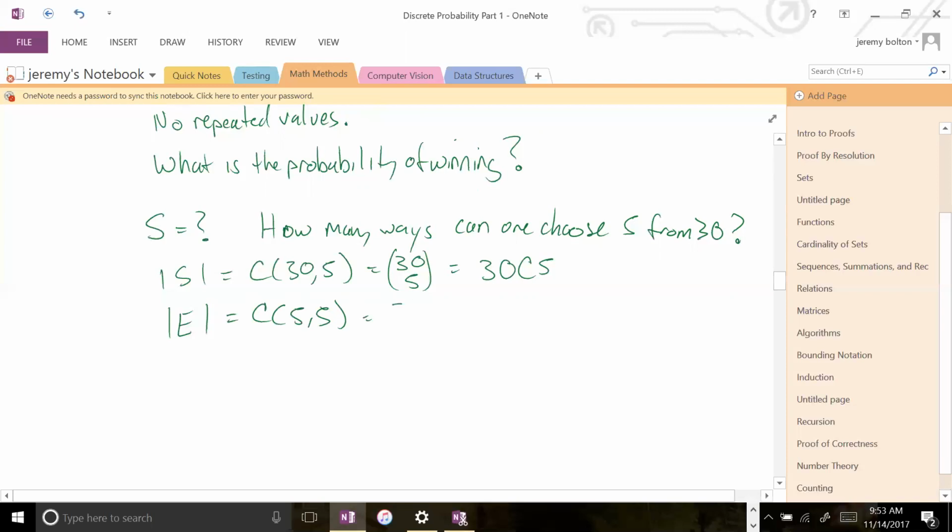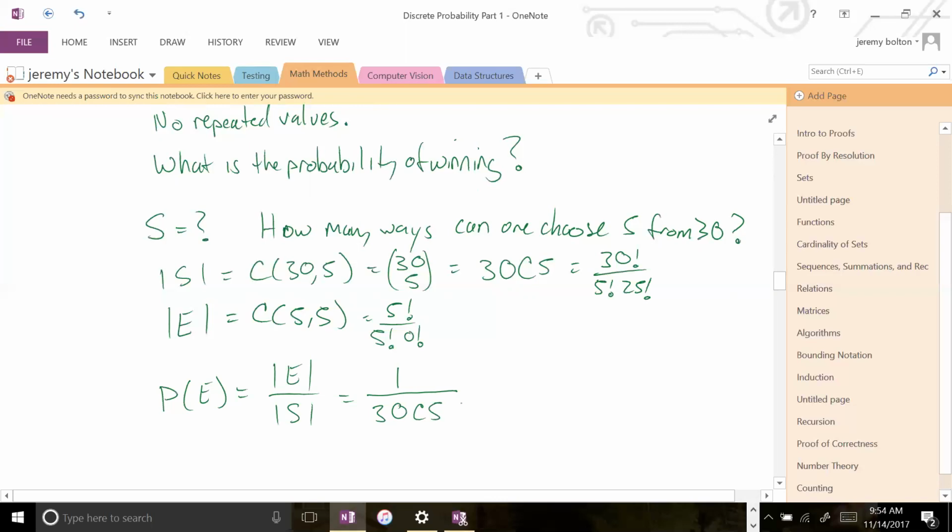Right. And of course, we could write this out. This is just simply 5 factorial over 5 factorial over 0 factorial. Remember, 0 factorial is 1. We can write this out too. We want 30 factorial over 5 factorial over 25 factorial. And therefore, P of E, again, assuming that each one of these outcomes is equally likely, we have P of E is equal to the cardinality of E over the cardinality of S. This is simply going to be 1 over this big mess here. Again, we'll just leave it as 30, choose 5. I'll write it out the other way, so my C might look like something else. Which is going to be a very small number. 1 over 30, choose 5.